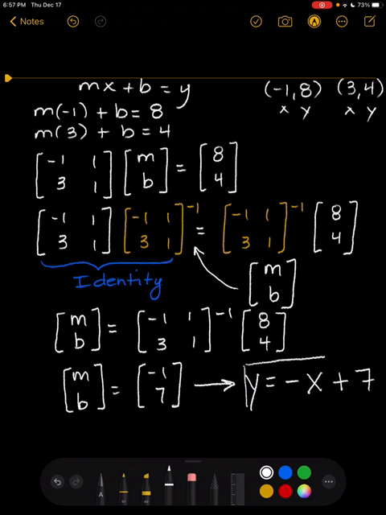And you can double check to make sure that this is correct by plugging in your x and y coordinates in there. So originally the x and y was negative 1 and 8. Well, 8 equals negative 1 times negative 1 plus 7, and 8 does equal positive 1 plus 7. And it works also for the other point.